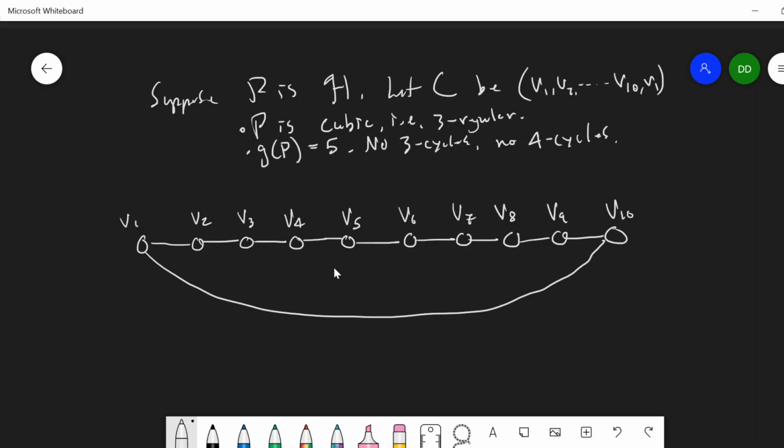All right, so how does this work? Here's my Hamiltonian cycle, and since P is cubic, V1 has to be adjacent to some other vertex on this cycle. Now it's already adjacent to V2 and V10. It can't be adjacent to V3, nor can it be adjacent to V4, otherwise we would have a 3 cycle or a 4 cycle. By symmetry, it also can't be adjacent to V9 or V8. And so V1 must be adjacent to V5, V6, or V7.